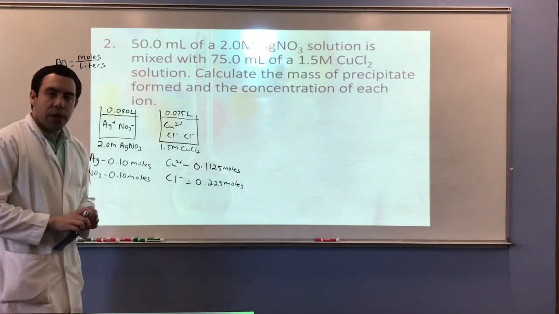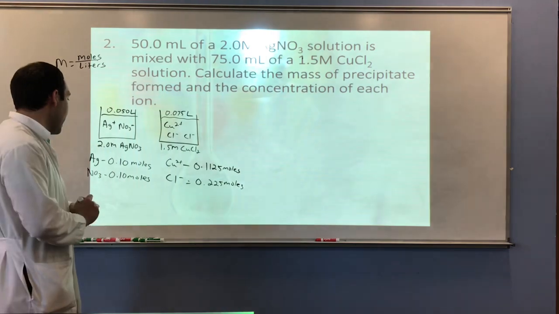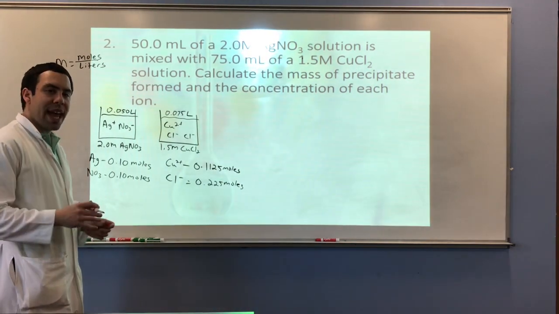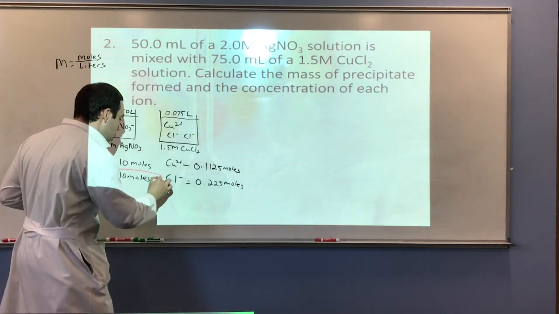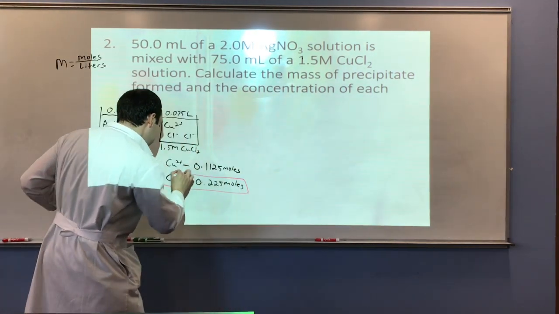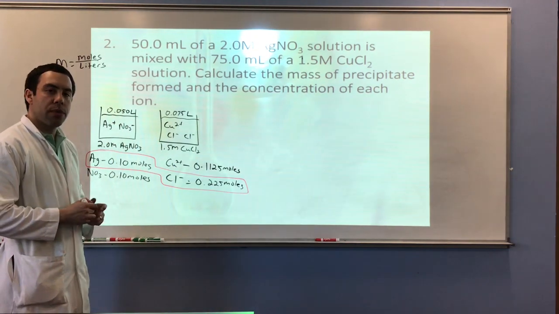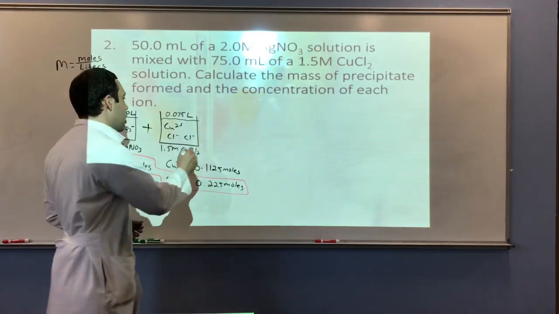The next thing we're going to do is we're going to figure out what our precipitate is using table F. So using table F, I find out that silver chloride is insoluble. So that is our precipitate. So next we want to find out what's in our third beaker.